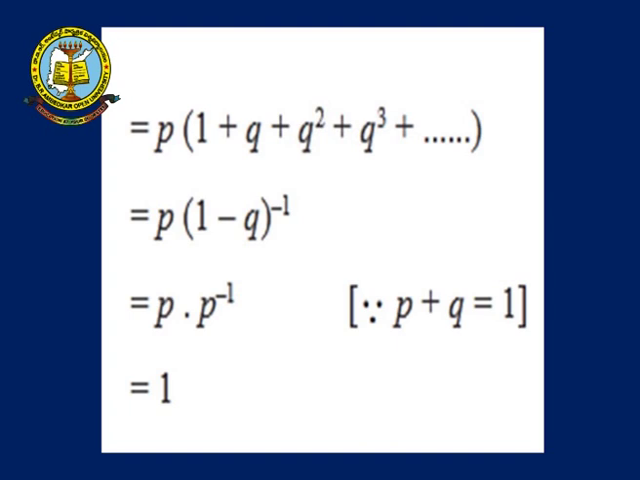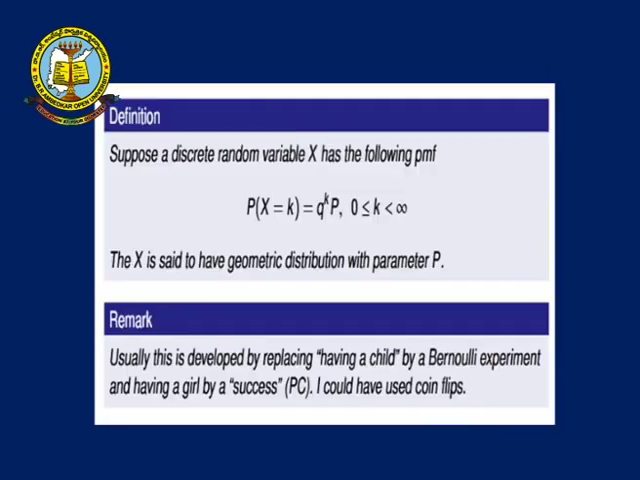The basic fundamental formula here is P plus Q equal to 1. So P into P inverse, where P inverse means 1 by P, gives P by P equal to 1. The value is 1.